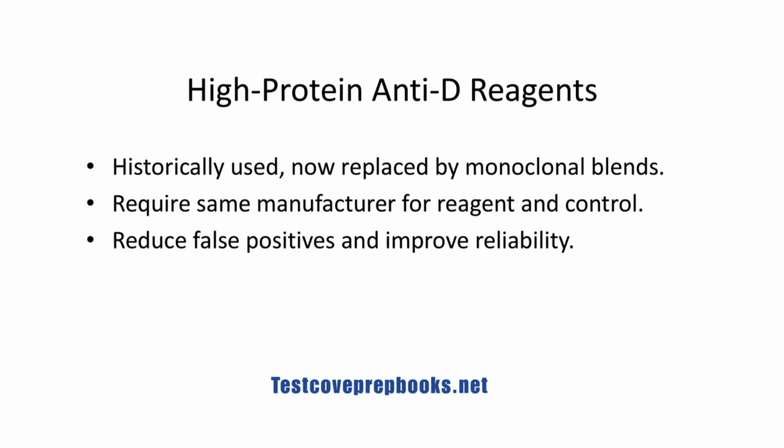High-protein anti-D reagents. Historically, high-protein anti-D reagents were used for D typing. These have largely been replaced by monoclonal or monoclonal/polyclonal blend reagents, which are more reliable and cause fewer false positives. If high-protein reagents are still used, it is essential to use the same manufacturer for both the anti-D reagent and the control reagent to ensure consistency and accuracy.